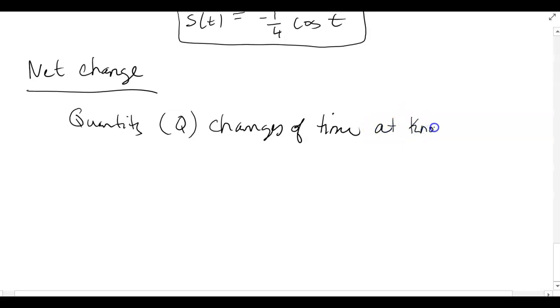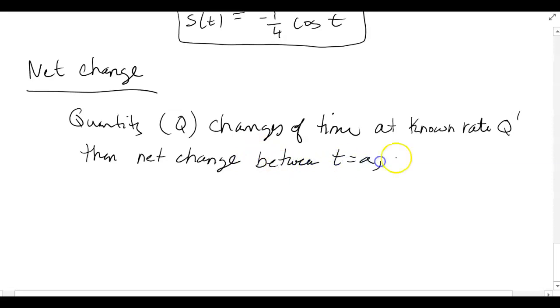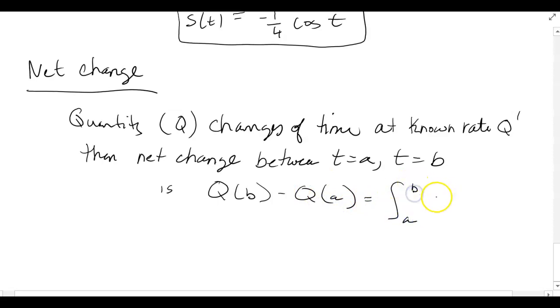As long as you know that rate of change at a known rate, we'll call that Q prime, then your net change, of course, between t equaling A and t equaling B is Q sub B minus Q sub A, which is going to be equal to the integral from A to B of Q prime of t dt.